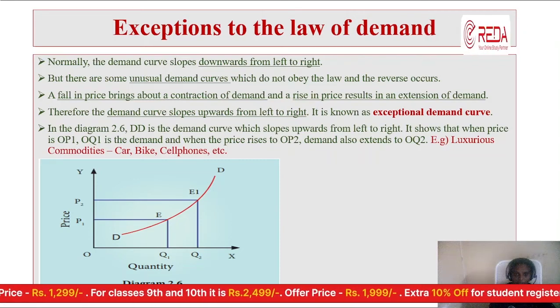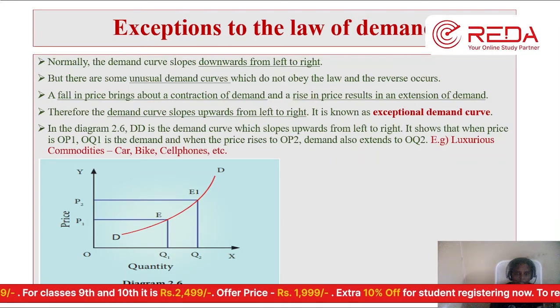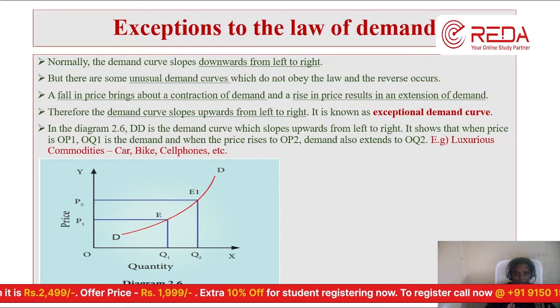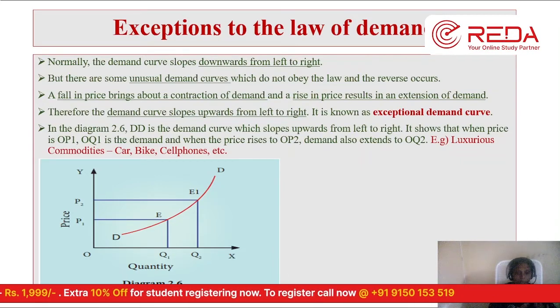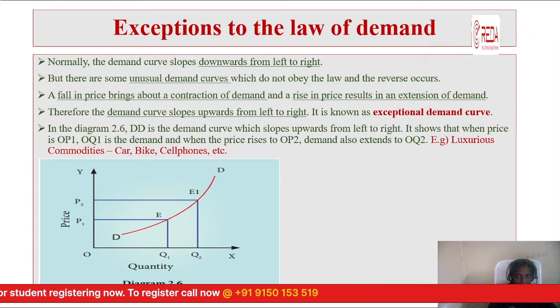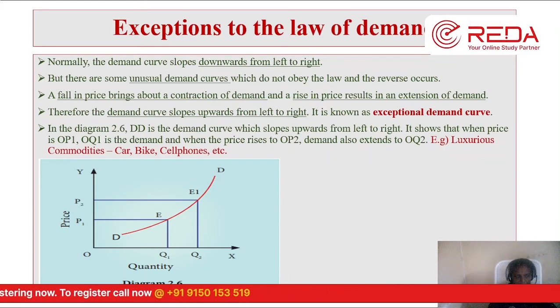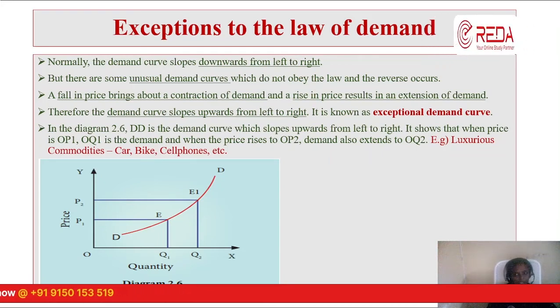This is very, very important. In the common demand curve we have seen, when the price increases, the quantity decreases. That is the common situation found among common people. But in the exceptional case, even though the price increases, the quantity demanded keeps on increasing.